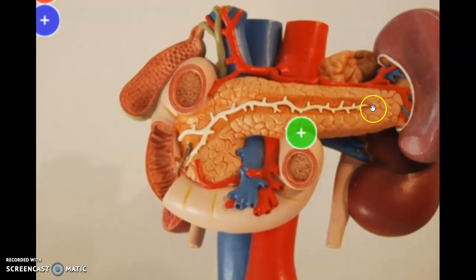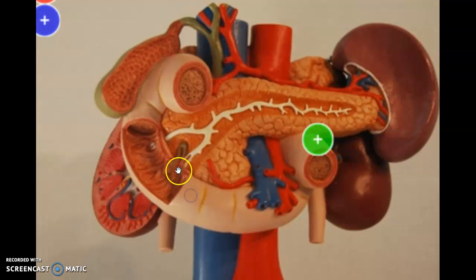Now, this is the pancreas right here. The pancreas, we're going to look at the histology, is made up of islet cells and acinar cells. The acinar cells make pancreatic juice. That's enzymes, bicarbonate, and some other secretions. And that is going to go through this main pancreatic duct. It's going to exit right here. If I rotate it a little bit, it exits right at that point right there. That is the major duodenal papilla.